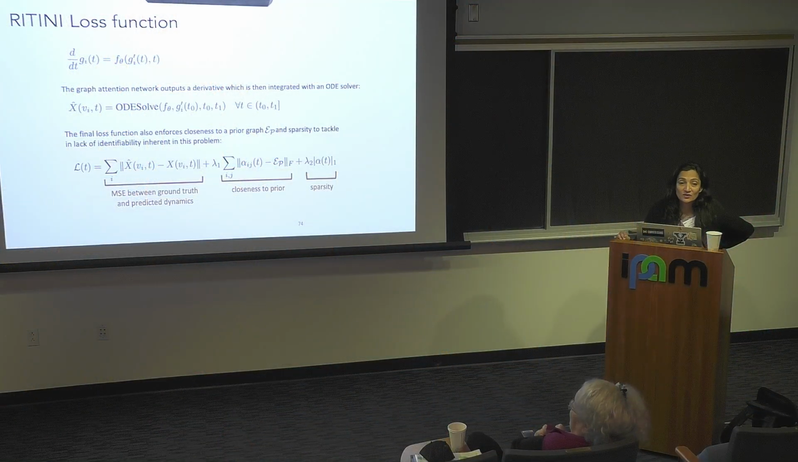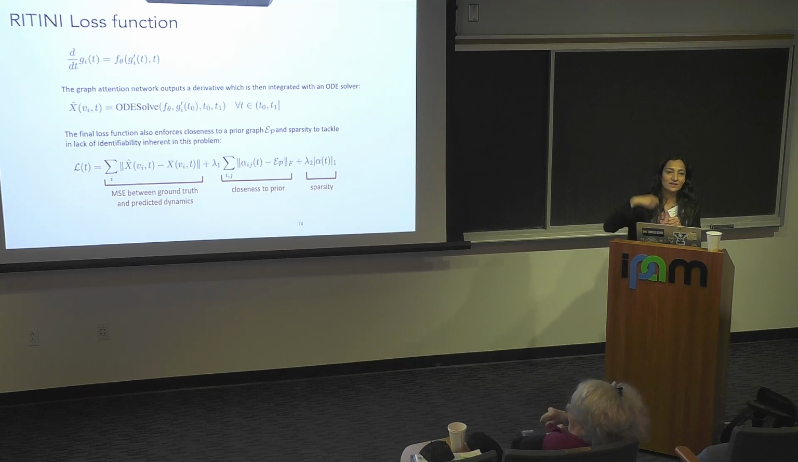So the neural network embodies, so you can time query the neural network. You can give it a time, and you can give it an input, and it'll give you the instantaneous time derivative. So that's how it works.